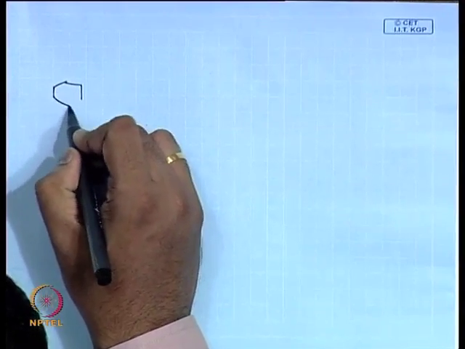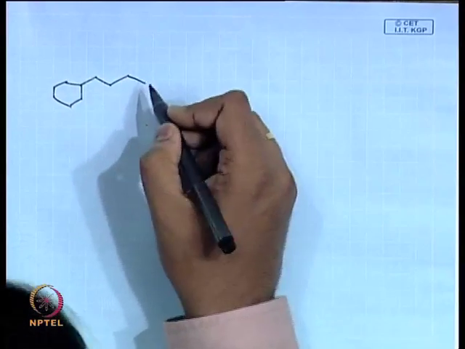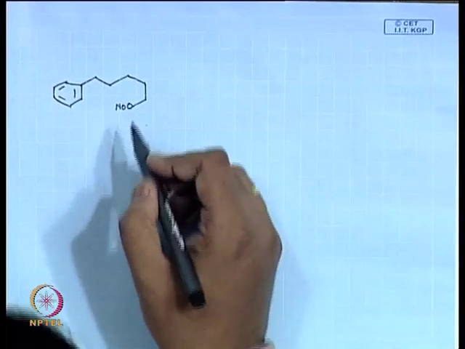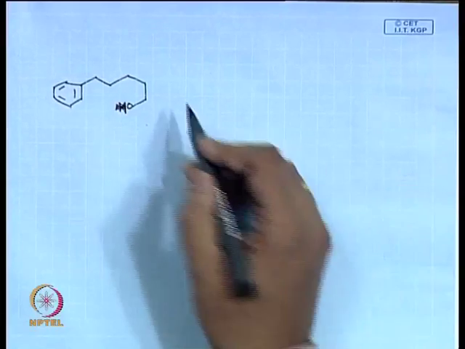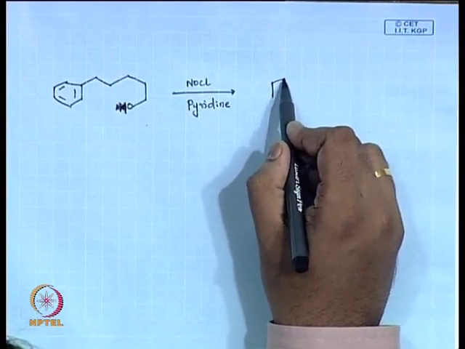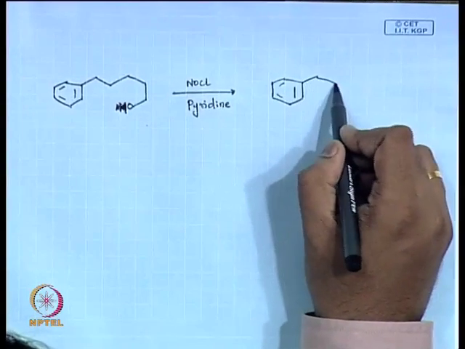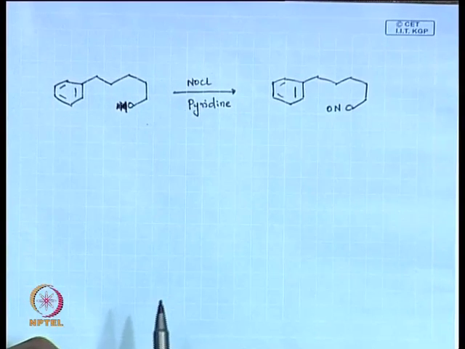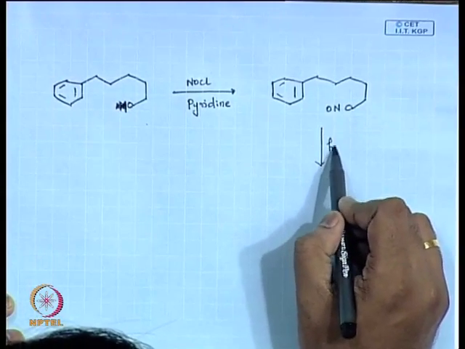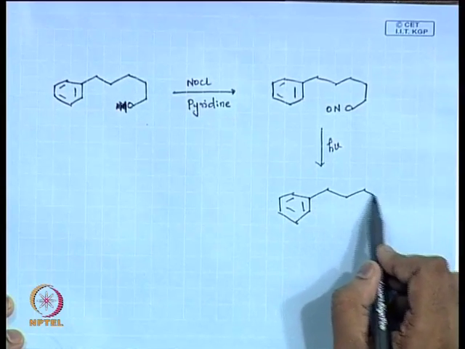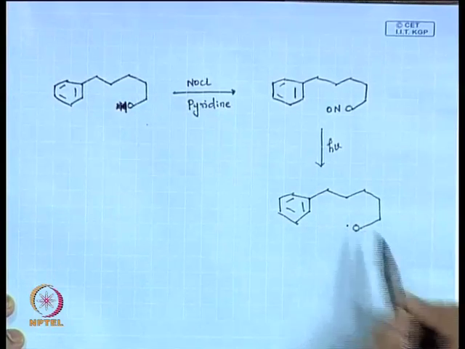We will take another example. Sorry, it is OH, okay. Then you end up with the nitrite, right? Now, I photolyze this and get your O dot plus NO dot.